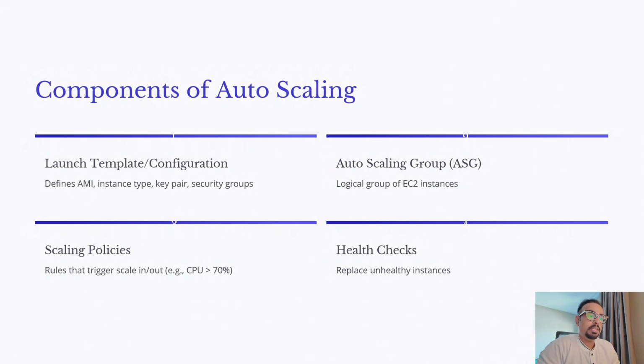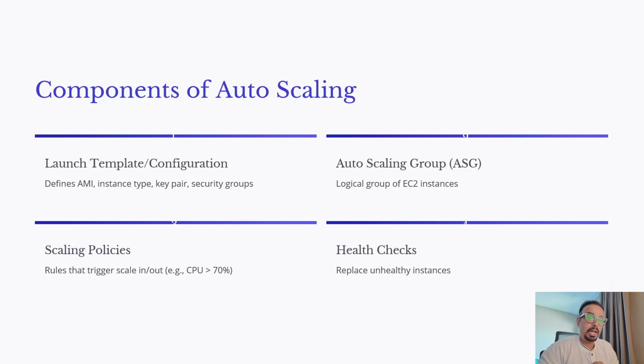These are the rules that tell AWS when to add or remove instances. For example, scale out when CPU utilization is above 70% and scale in when it drops below a threshold. So in today's demo, I'm going to show you that when your CPU spikes above 50%, how it is going to expand and launch a new EC2 instance for you, and it is going to route the traffic to that specific EC2 instance.